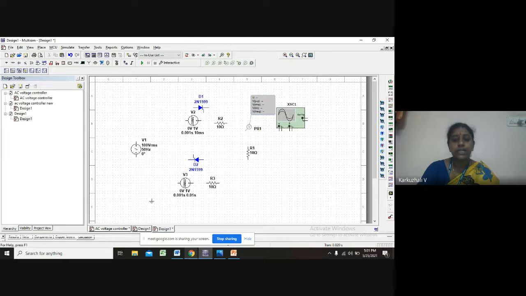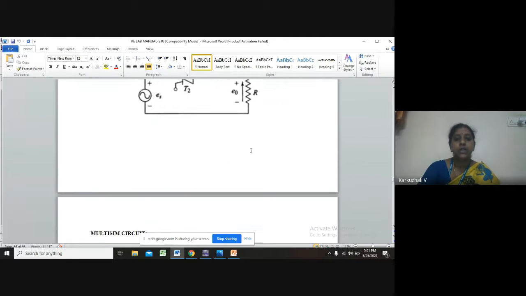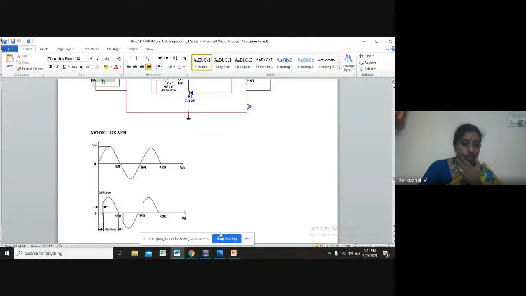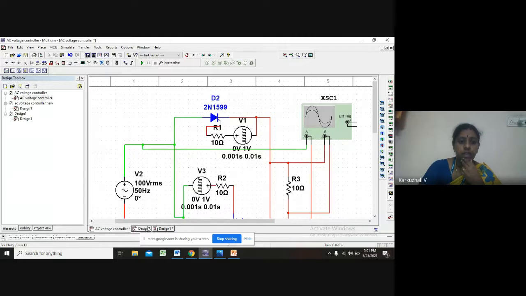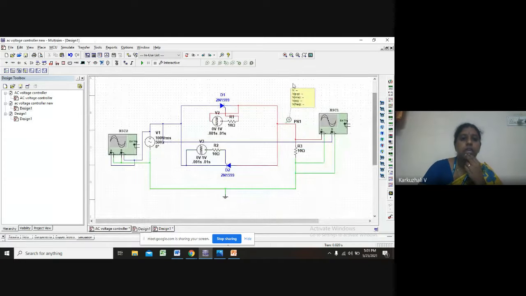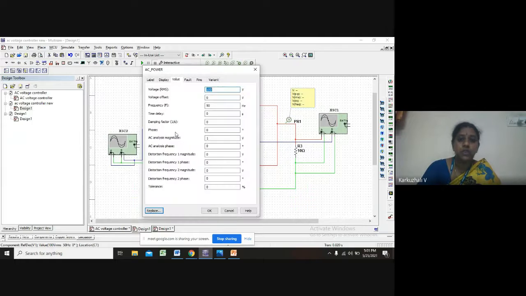Change it and connect the circuit as shown in the circuit diagram. So this is your circuit diagram. Now we will go directly to the circuit connections which I've already given. This is my AC voltage controller circuit which I've already connected. The AC source is 100 volt, 50 hertz. You can give either 100 volt or 10 volts, anything can be there.